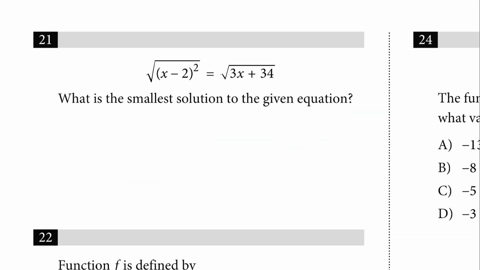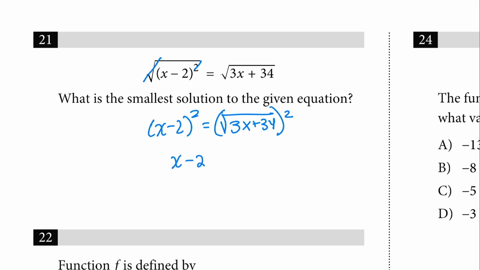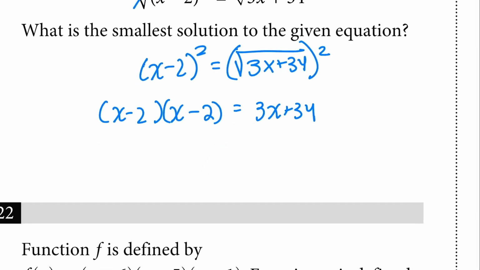What is the smallest solution to the given equation? When we have a radical that is squared, those are going to cancel. So we're going to end up with x minus 2 equals radical 3x plus 34. Now, we are going to have to square both sides to get rid of the radical on the right side. So this is going to be x minus 2 times x minus 2, and that's going to equal 3x plus 34. Now we can FOIL this left side.